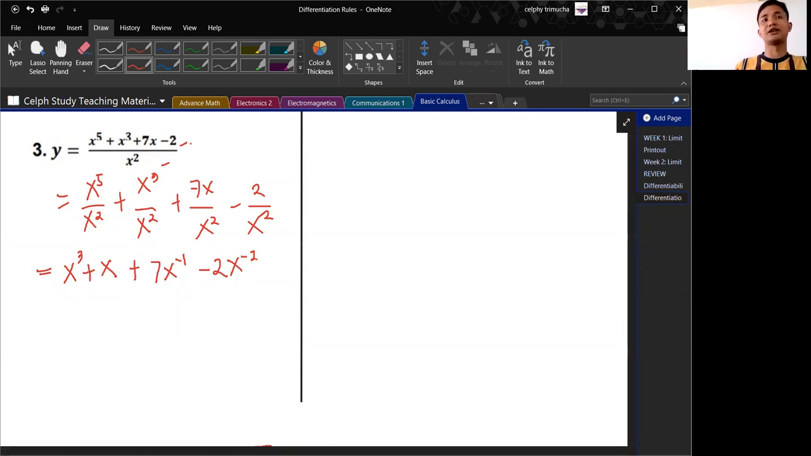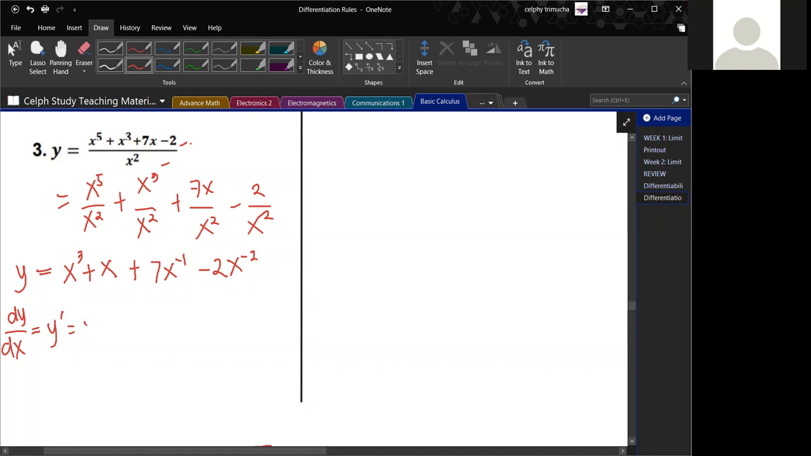This time nakita naton nga ang form sang equation, y is equal to amo na nga form, nakaara na siya sa polynomial nga form. So medyo hapos na lang siya i-perform ang aton operation or ang aton nga derivative. So derivative naton could either be expressed as dy over dx, kay may y kag may x, or pwede nga y prime na lang diretso. So derivative ng x cubed, 3x squared.